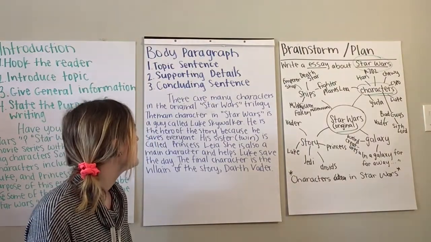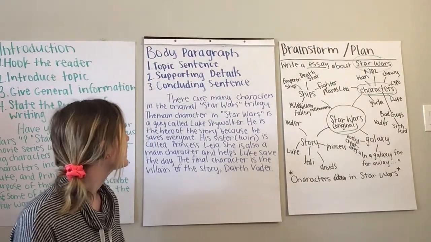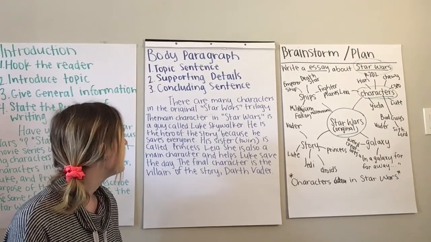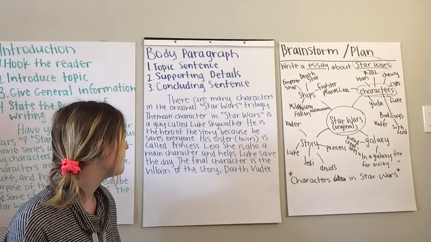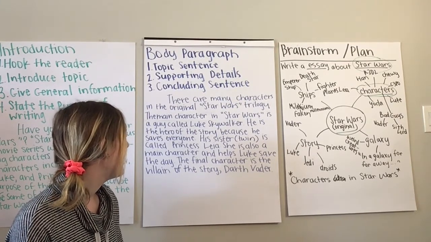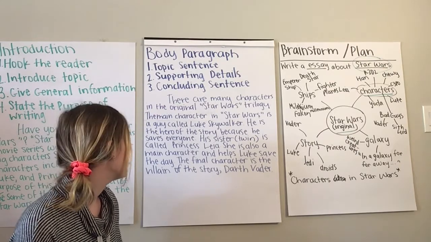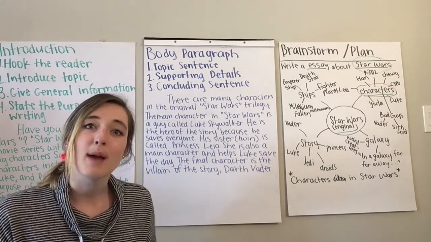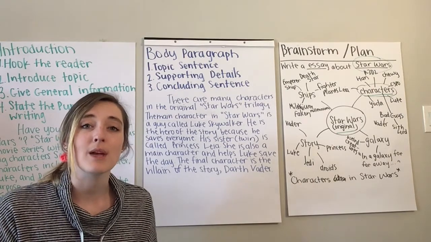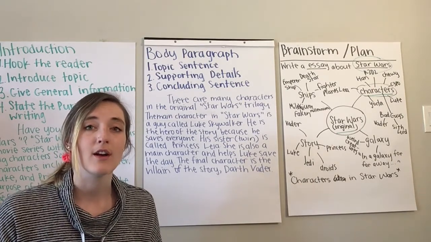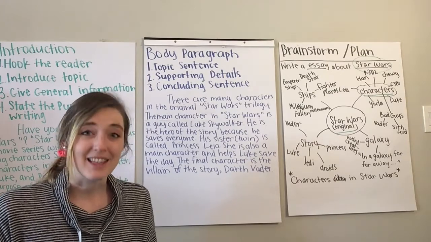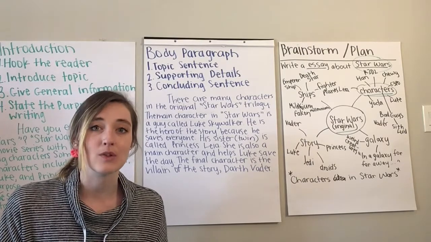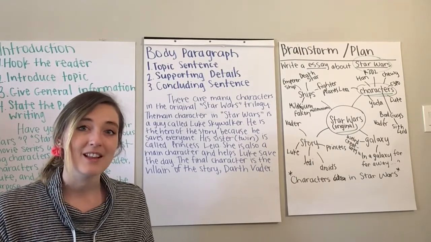The main character in Star Wars is a guy called Luke Skywalker. He's the hero of the story because he saves everyone. His twin sister is called Princess Leia. She is also a main character and helps Luke save the day. The final character is the villain of the story, Darth Vader. So right there, I describe Luke and Leia pretty well. I could go into a little more detail on Darth Vader. Again, your supporting details should be at least 5 sentences in order to really answer the question that you want to answer. Alright, let's get to the last part.